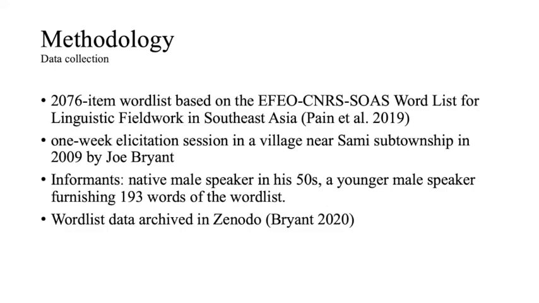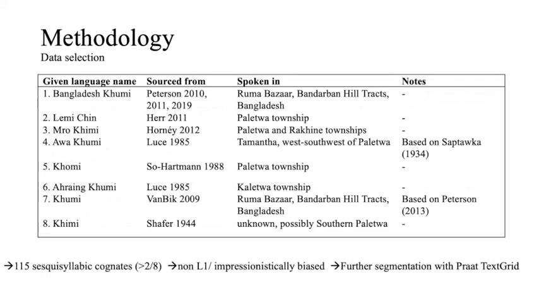At the early language documentation stage, because there is a lack of knowledge on the semantic and phonological makeup of minor syllables, from the 2076-item word list I selected 115 sesquisyllabic words that are cognates with at least 2 of the 8 Khomic varieties that are listed here. These 8 varieties have high mutual intelligibility with Kanise Khumi and are sourced from different databases. This is to avoid any bias from my L1 or my auditory impression. Further segmentation of the sound files of the 115 words was done using Praat TextGrid.